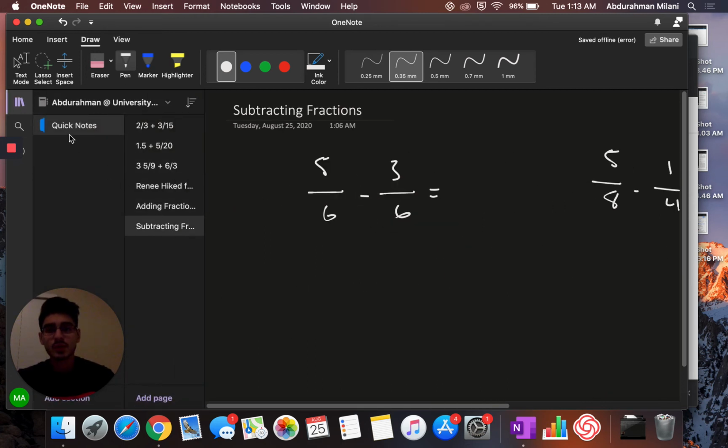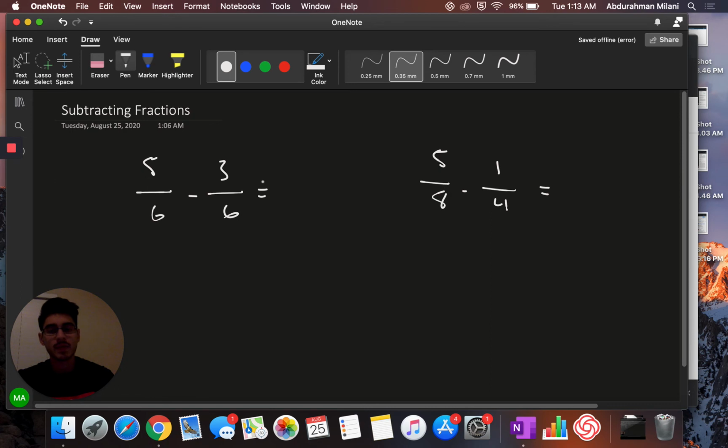I'm going to go ahead and go to subtraction now. It's the exact same thing. If it has the same common denominator, we can go ahead and just work straight across. So 5 minus 3 is 2. And then we have our 6.